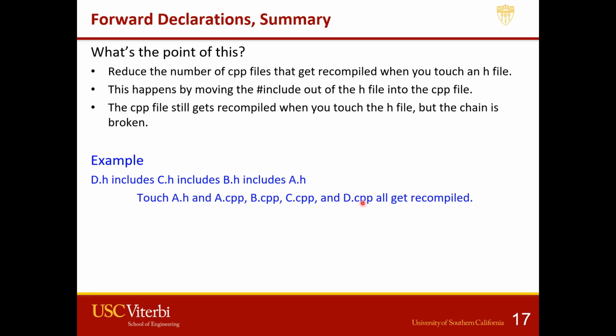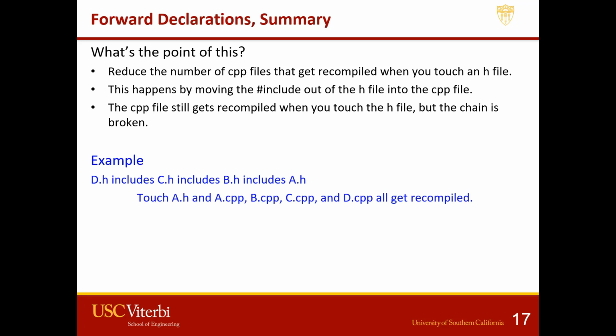However, what happens with these other CPP files? B.cpp #includes B.h, and B.h #includes A.h, so B must also be recompiled. Similarly, C includes C.h, C includes B, B includes A. Therefore, C is also dependent on A and must be recompiled. And then D, same situation. D includes C, B, A. A has changed, so D must be recompiled. So in the end, just by making one tiny edit to A.h, we had to recompile all four of the C++ files.